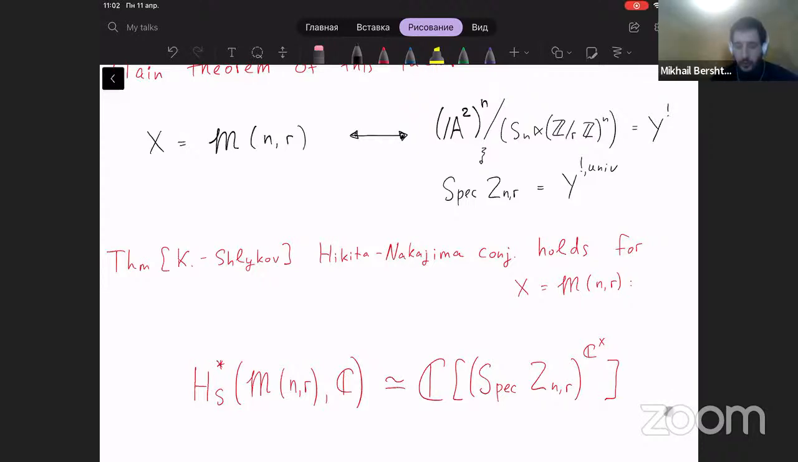If you're talking about duality, you should expect two such isomorphisms. Yes, that's true. Our theorem is about starting from M of R on the left and Y shriek on the right.